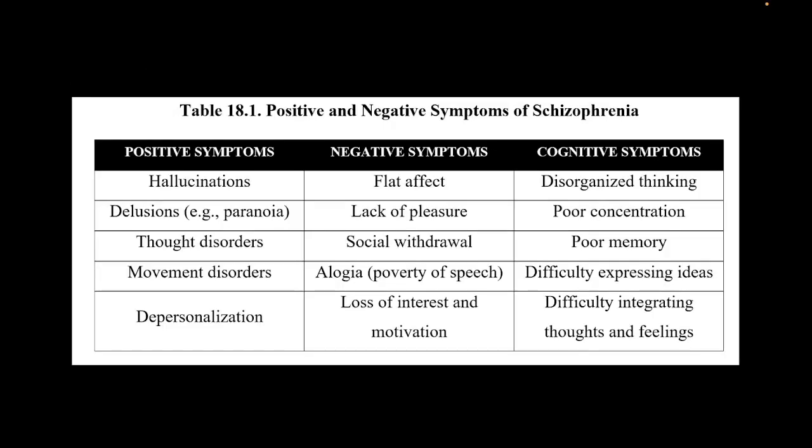And just briefly, I wanted to go over, I found this chart on the internet. So just to go over once again, what are the positive and negative symptoms of schizophrenia? Positive symptoms include hallucinations, delusions, thought disorders, movement disorders, and depersonalization. And negative symptoms, as mentioned, include having a flat affect, lack of pleasure with activities that patients once enjoyed, social withdrawal, alogia, which is poverty of speech, and last is loss of interest and motivation.